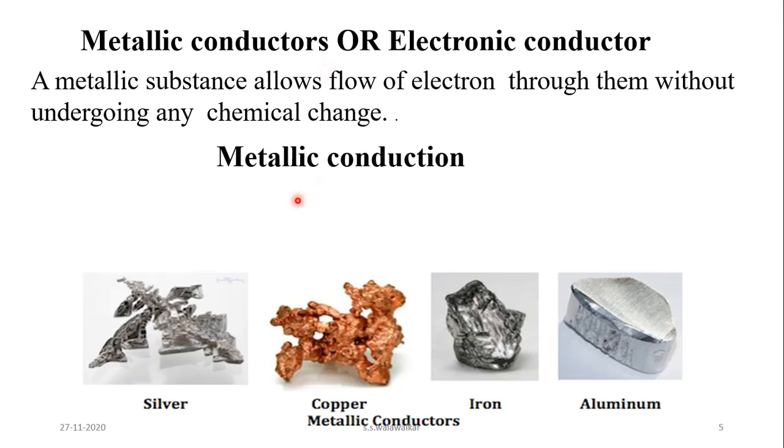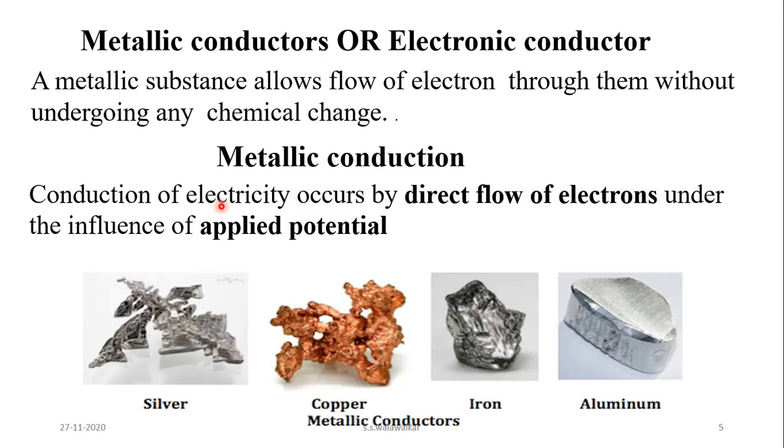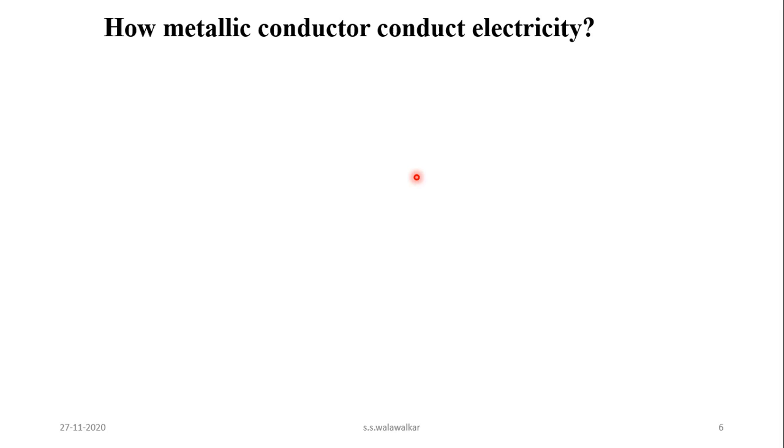And what is metallic conduction? It is a conduction of electricity that occurs by direct flow of electron under the influence of applied potential. Remember that if conduction of electricity takes place by direct flow of electron under the influence of applied potential, then it is called metallic conduction. Now let us see how metallic conductors conduct electricity.